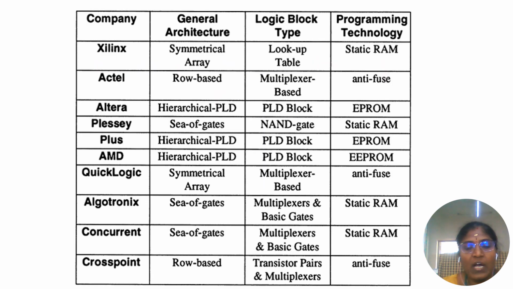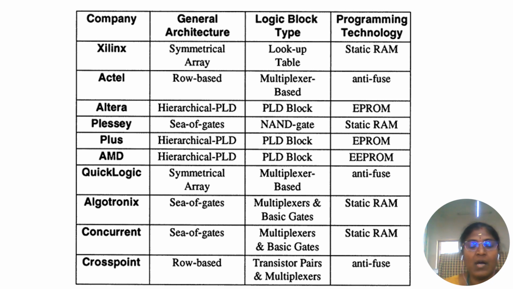Here we have listed the commercially available FPGAs. Their vendor names are present here: Xilinx, Actel, Altera, Plessey, AMD (Advanced Micro Devices), QuickLogic, Algotronix, Concurrent, Crosspoint. So these are all the commercially available FPGAs. The general architecture is given in the second column. The third column shows what type of logic block is used and what type of programming technology is used.